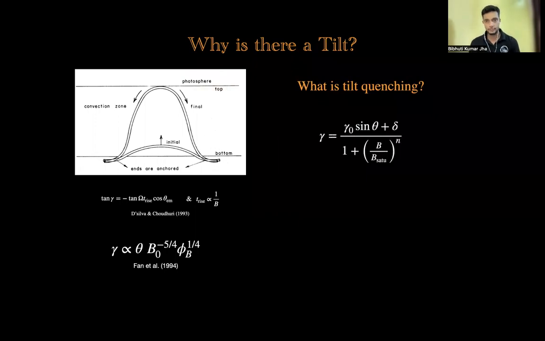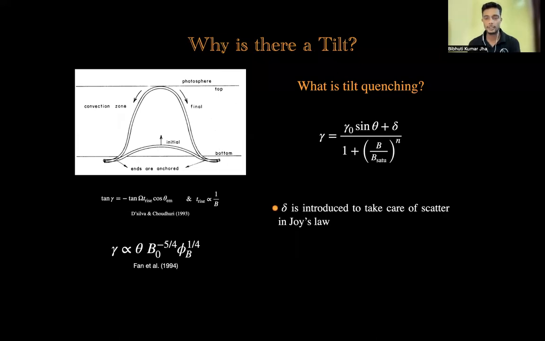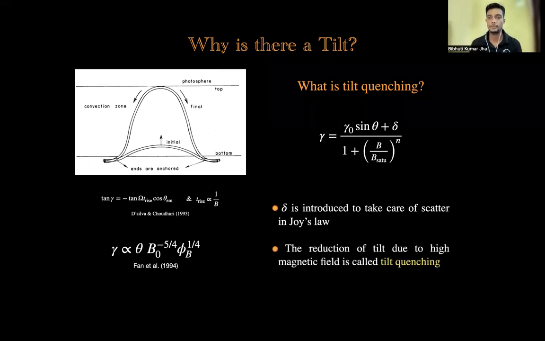Now let's look at what tilt quenching is. We have already seen that gamma equal to gamma naught sine theta is the popular Joy's law. We have added a delta term here, which accounts for the scatter in Joy's law, because we know that Joy's law is a very statistical law and has large scatter. Another term that we have added is 1 plus B upon B saturation to the power n, which tries to quench, that is reduce, the tilt. Hence once B increases beyond some saturation limit, we will see a reduction of tilt, and it is known as tilt quenching.